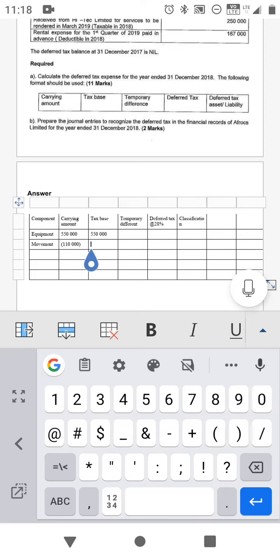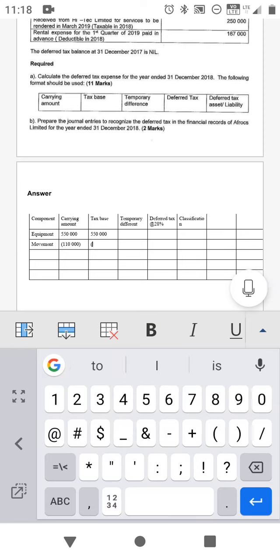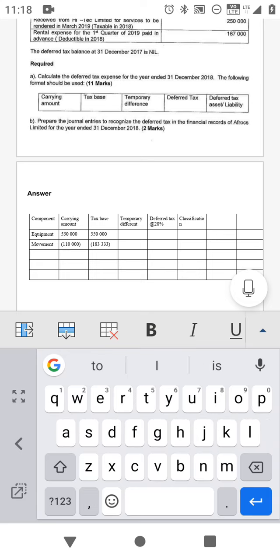Okay. Then under tax base, remember they said it is 3 years. Okay, which means that we have to say 550,000 divided by 3 years. So the answer will be 183,333. In this case, of course, there will be a temporary difference because the amounts are not the same.